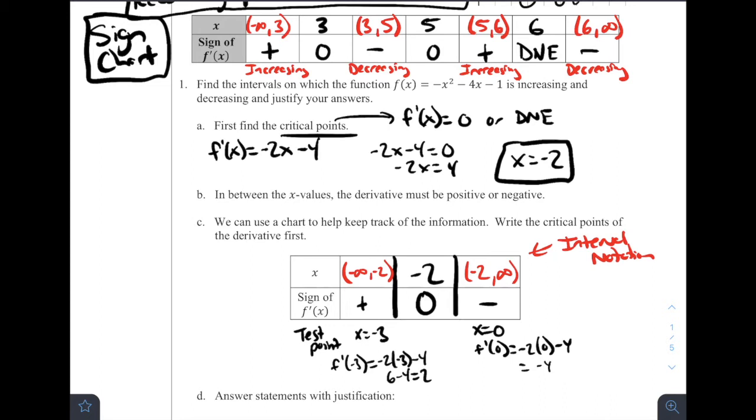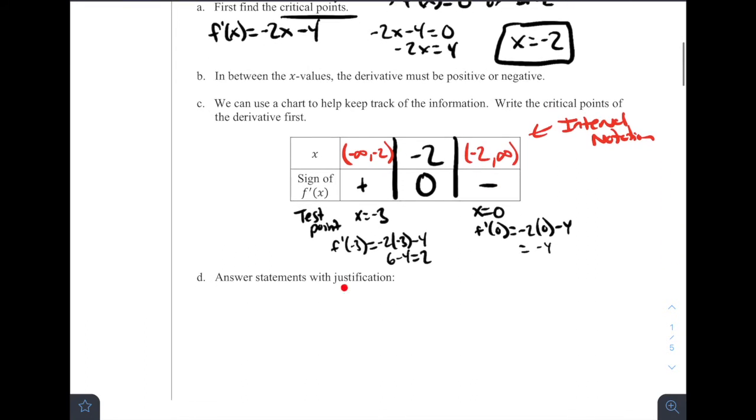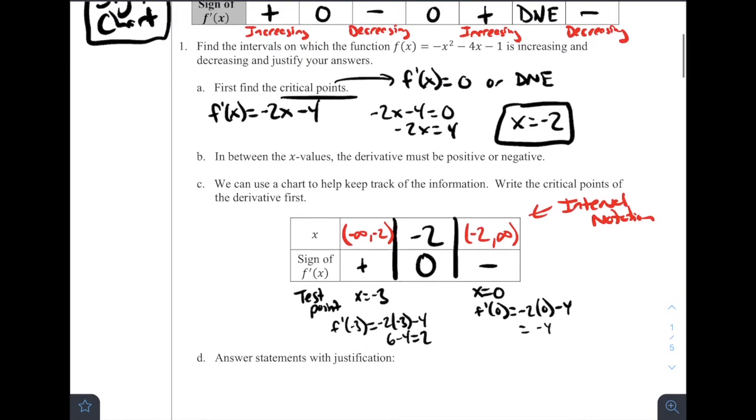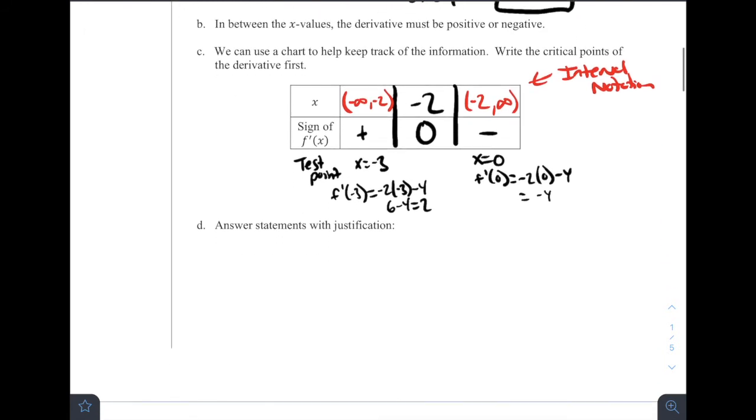So what is this sign chart saying? It's saying that for all of the x values between negative infinity and negative 2, the derivative is going to be positive, and all of the x values between negative 2 and infinity, the derivative is negative for that. So what is our answer statement, right? The original question here was, where is it increasing and decreasing, and to justify our answers.